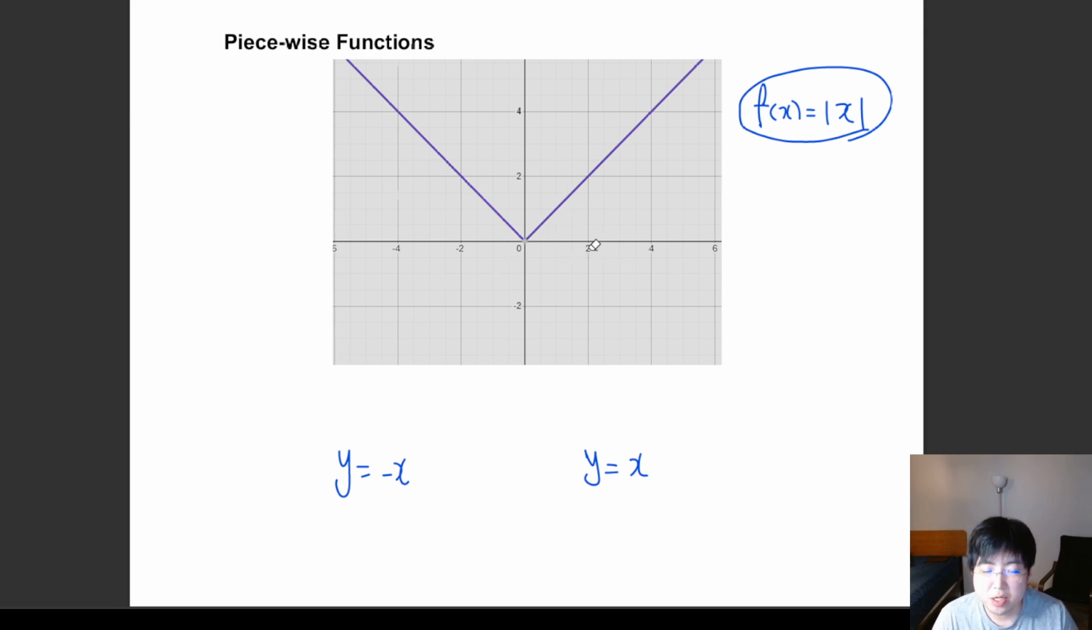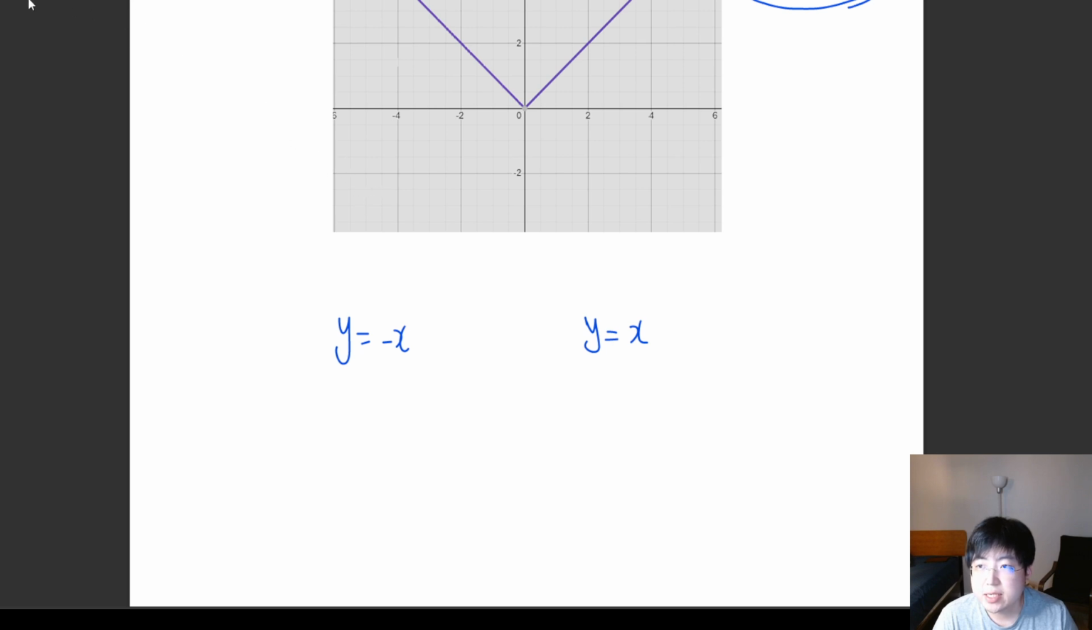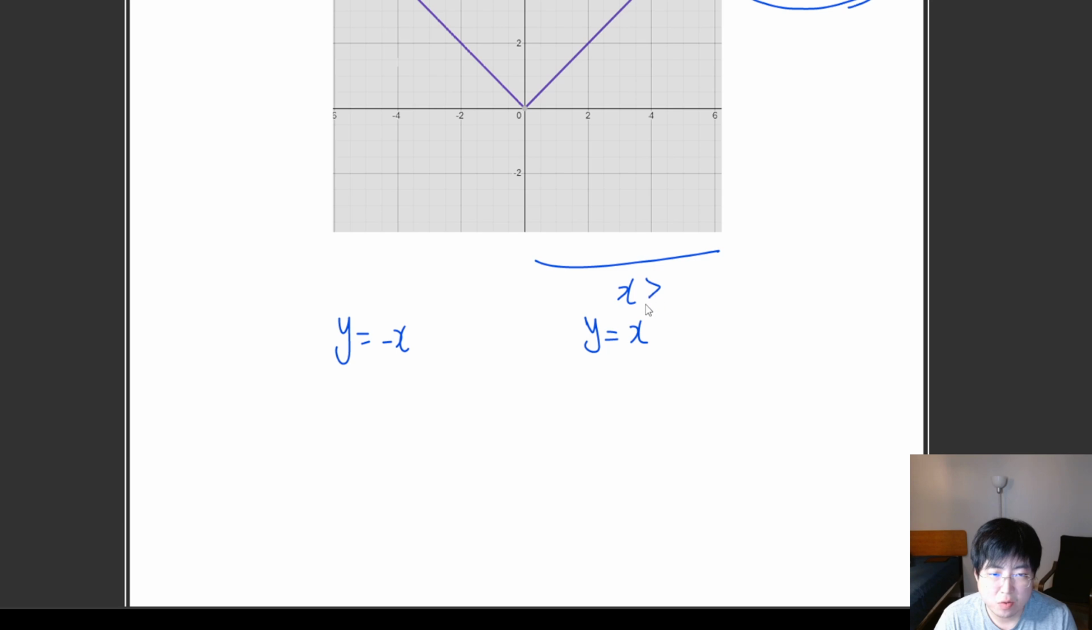So the last part of our job is just to combine these two parts. So y is negative x and y is x. And what is the right portion again? That's where x is greater than or equal to 0, right? How about the left portion? That's where x is less than 0, right? So we can combine these two pieces of information.